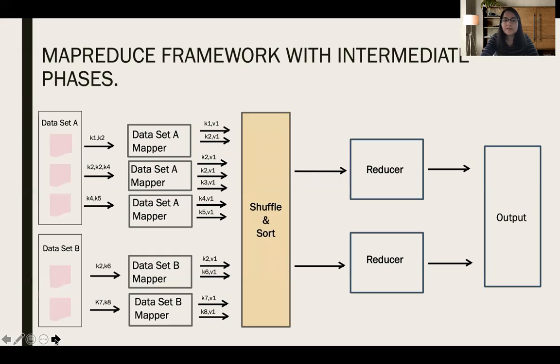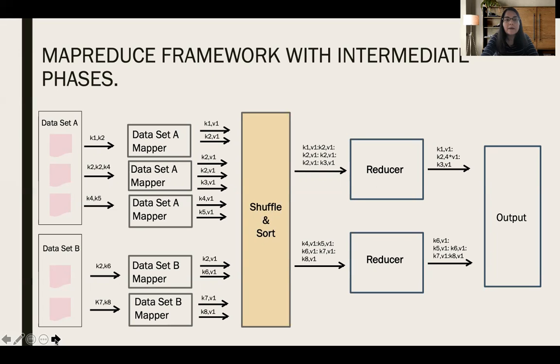These key value pairs coming out of this phase are then fed into the shuffle and sort. The shuffle and sort phase sorts the data based on the keys and shuffles them around to group together the data with similar keys. The output from the shuffle and sort is fed into the reducer. The reducer combines the data based on the keys to then generate the final output.